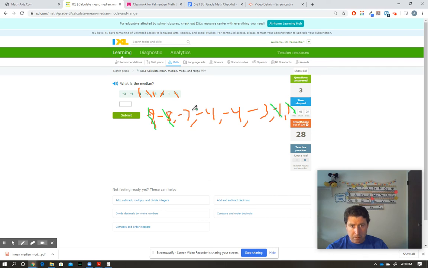Looking for that middle number, and I'm sure you remember doing this in school. And both my middle numbers are -4, so basically the answer is going to be -4, but if you have 2 different numbers in the middle, you add them together and you divide by 2. So this is going to be -4.